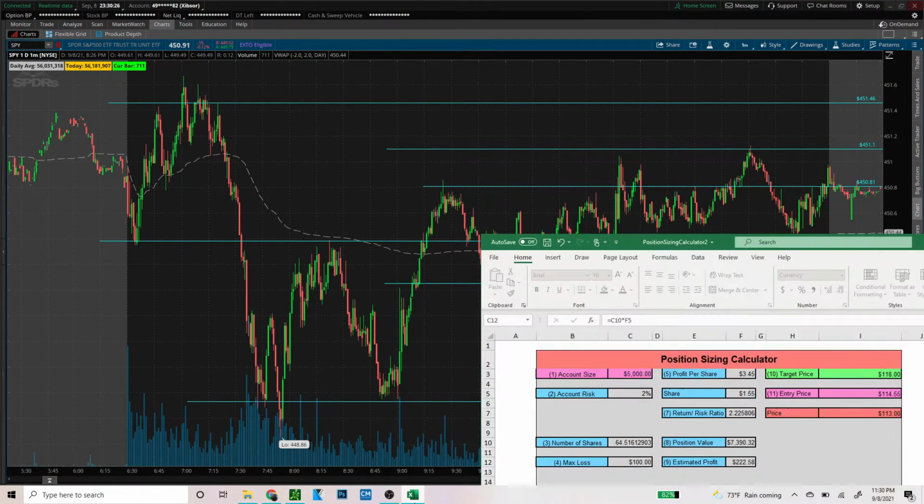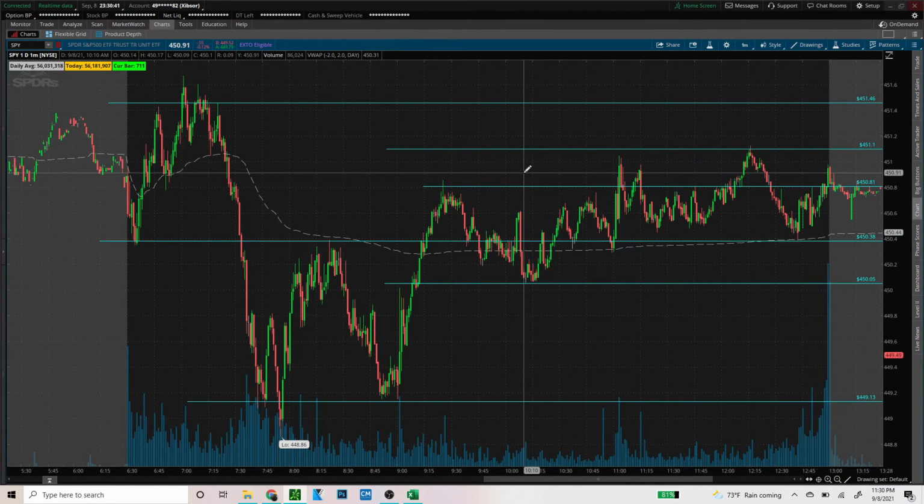You can find these online. They're pretty easy. Just Google position size calculator and it'll show you exactly how to calculate your risk to reward ratio, how many shares you need to buy, your max loss on a day. You can also put your account size in and it will give you that information.